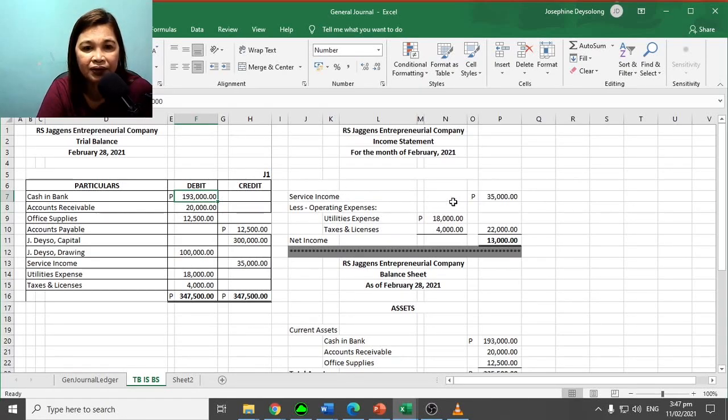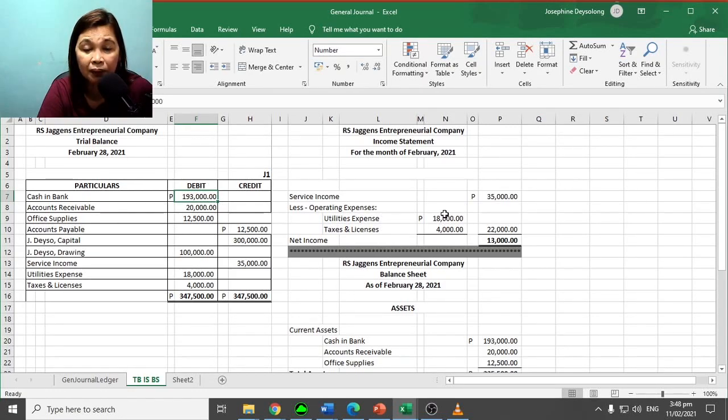So, service income here is indented, 35,000, and make sure you have a peso sign. The first amount should have a peso sign. The preceding amounts should not have a peso sign anymore. Here, for operating expenses, I have my peso sign because it is the beginning of the column. I have here 18,000, and my taxes and licenses is 4,000. I did not place a peso sign anymore because there is already a peso sign here.